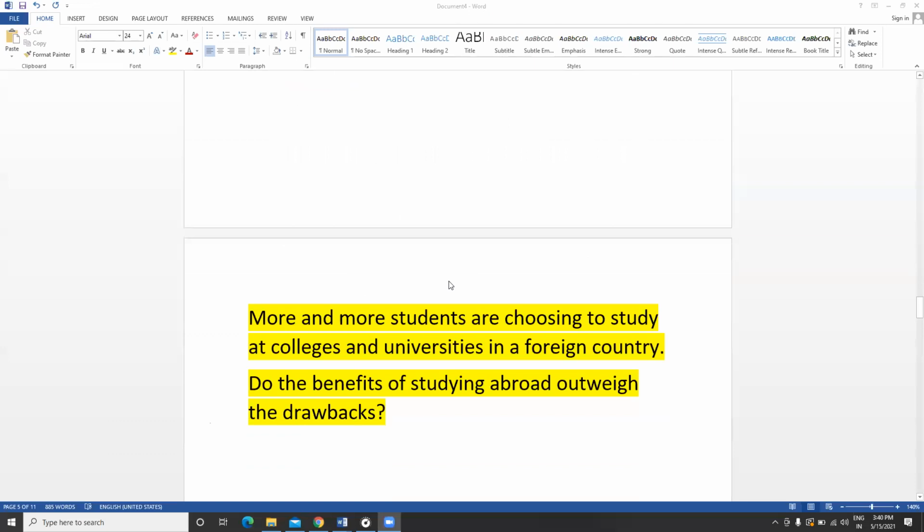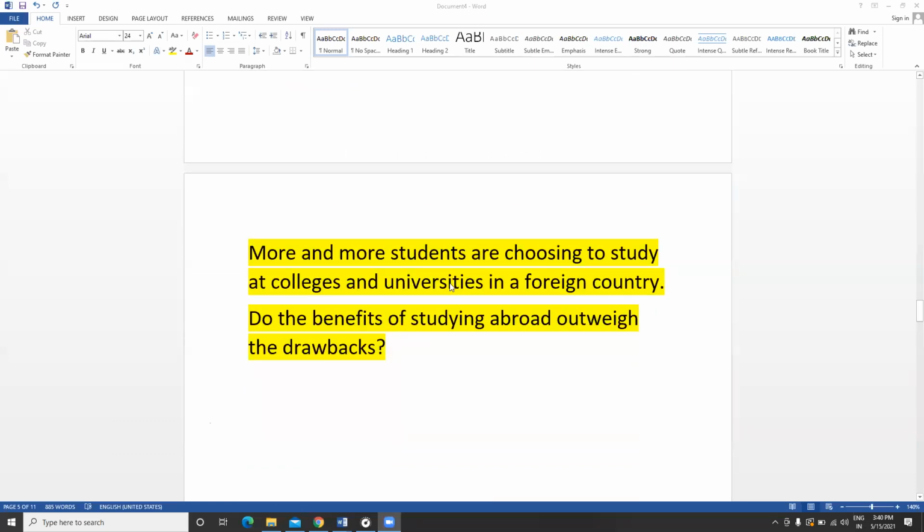Let's look into one more example. The question is in front of you. Please read the question. Let me know keywords, micro keywords, action keywords in the chat box. More and more students are choosing to study at colleges and universities in a foreign country. Do the benefits of studying abroad outweigh the drawbacks? This is a very easy question we have taken. And I've tried to compile different kinds of essays in today's class so that you feel you have covered a couple of things, and you learn the art of idea generation too.